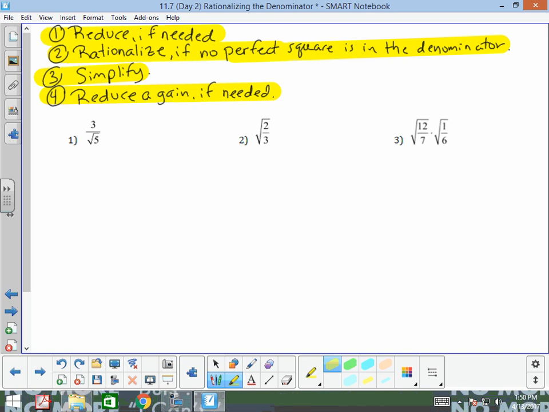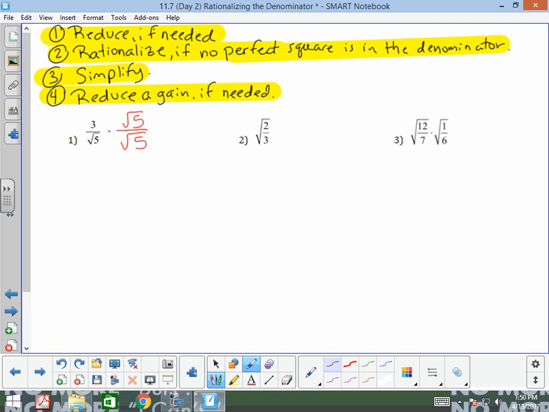Okay, so on this first one, square root of 5 is in the denominator, and 5 is not a perfect square. So we're going to rationalize. In order to rationalize, we multiply by a fraction that is actually equal to 1. But every fraction is going to be different. It's going to depend on what's in the denominator. Well, square root of 5 is in the denominator. So my fraction will be square root of 5 over square root of 5.